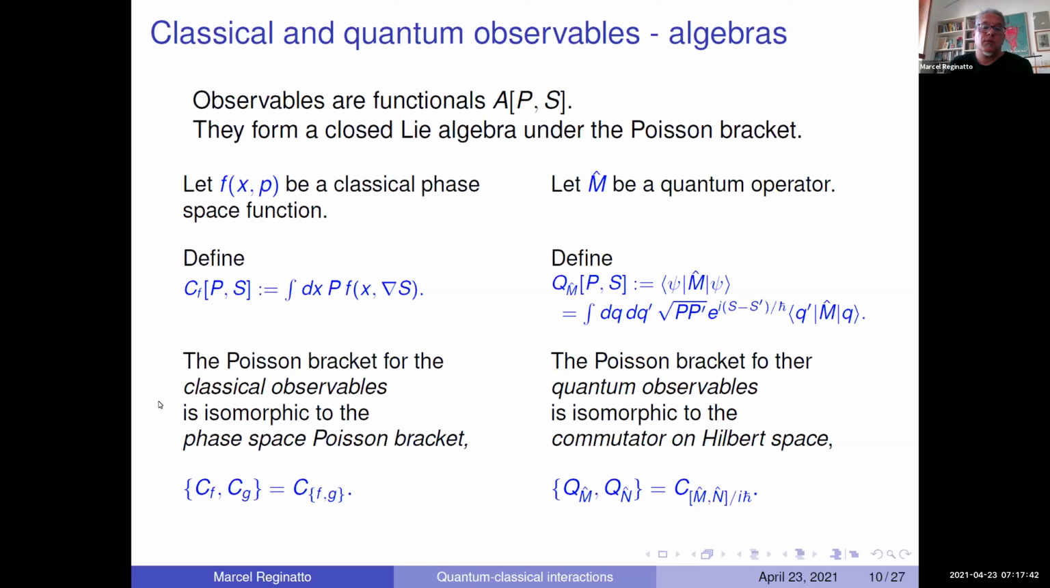If you have a quantum operator, you can define a functional of p and s using this equation, and you can show that this Poisson algebra in this new space is isomorphic to the algebra of commutators of the quantum operators. And you see that the observables look very different. So if you have a classical particle and a quantum particle that you make interact, they have their own different types of observables.